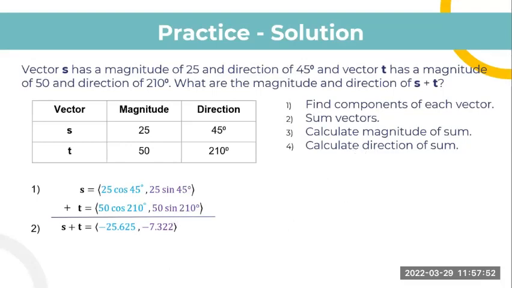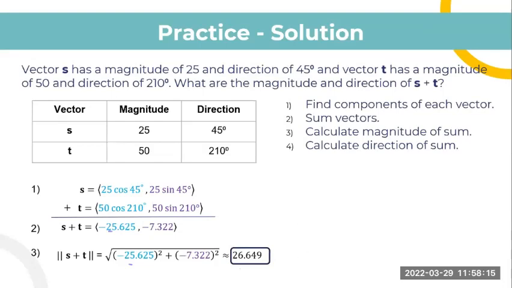Step 3 is calculate the magnitude. So now that I have that resultant, I can use my magnitude formula, plugging in my x squared plus my y squared, taking the square root of their sum. Should always be a positive answer.